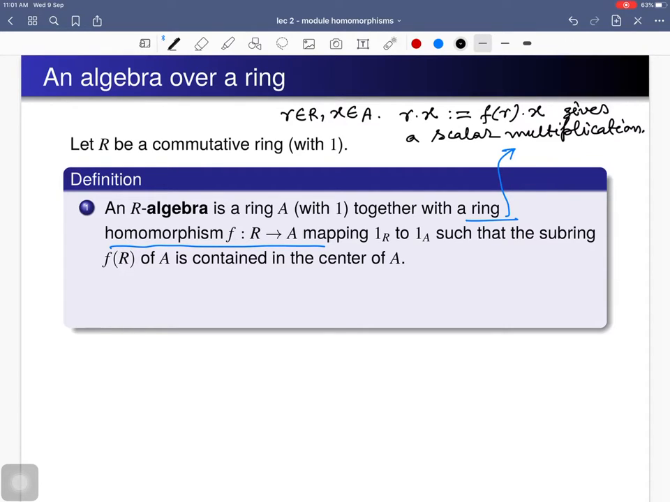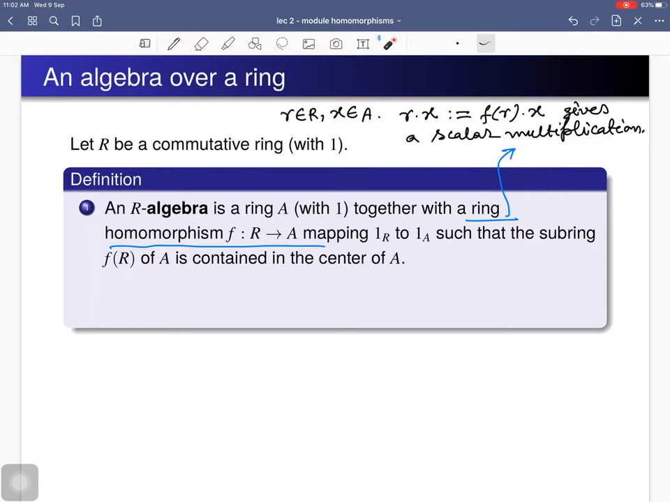In fact, the converse is also true. So suppose you have an R module structure on A, then you can define a ring homomorphism like this. Okay, you can try it. And both the structures, the ring structure and the module structure, are compatible in this sense, that f of R is contained in the center of A. So you can see what is the meaning of this statement in terms of this module structure.